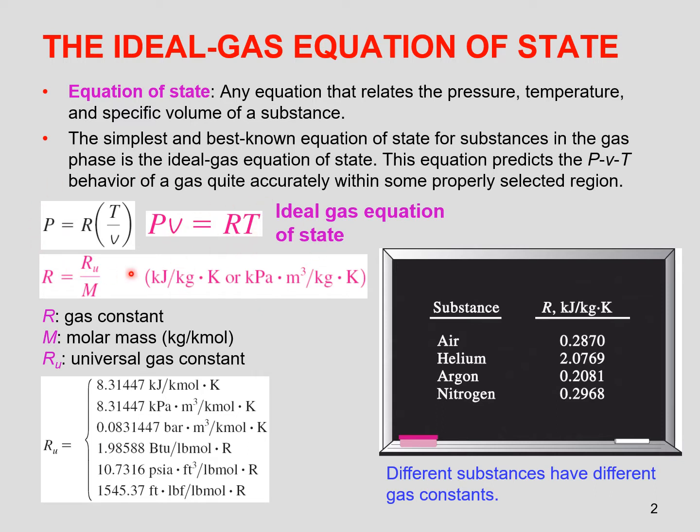PV equals RT. R is known as the gas constant. It's the universal gas constant, R_U, divided by the molar mass. Some of these you can calculate. R_U is given by different values depending on the units you use. The front or back of our book has a table where you can find these. For different substances, air, for example, has an R of 0.2870, and there are values for helium, argon, nitrogen. All these are constants that you can look up.